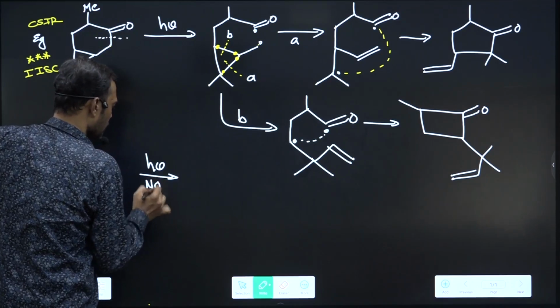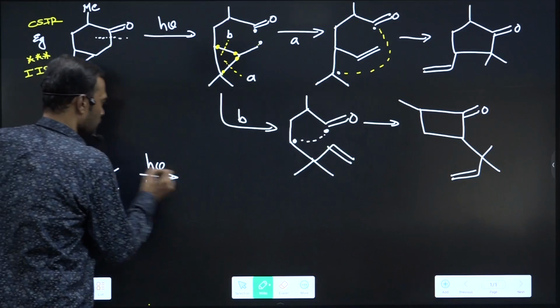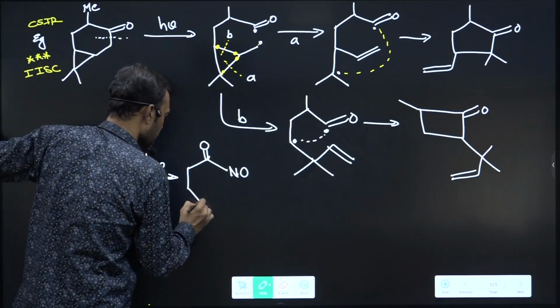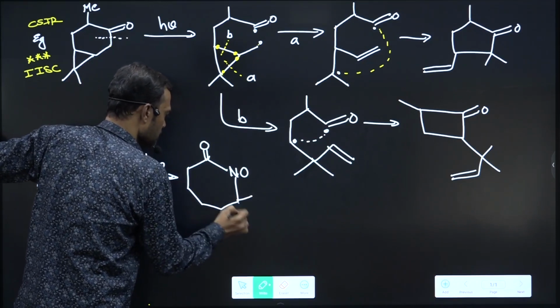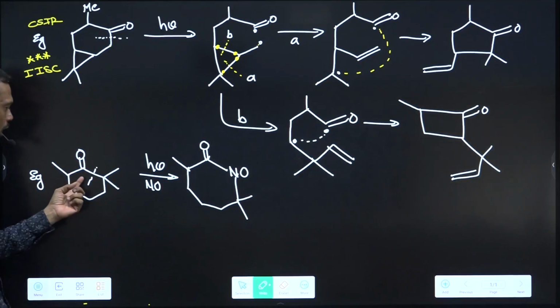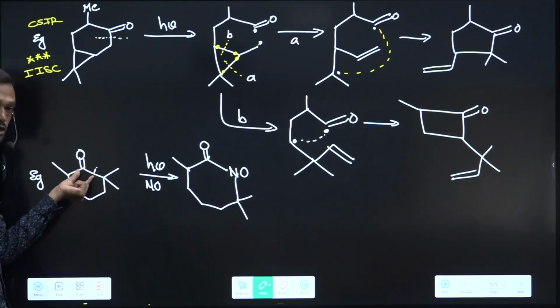See, when nitrosyl is given, NO is given under photochemical conditions, the cleavage will take place photochemically and nitrosyl is going to be joined in between them. So you will get this insertion reaction. From there onwards, Barton reaction is possible. Photo-Barton. So when a carbonyl compound with photochemical nitrosyl is given, try to break by Norrish I.